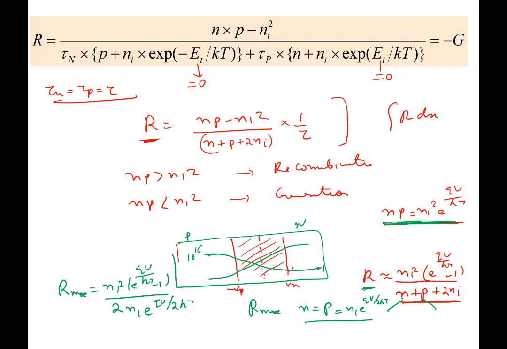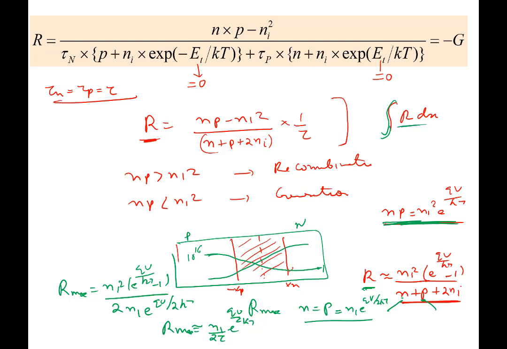So the maximum recombination rate, according to this, R max is equal to ni over 2 tau e to the power qV over 2kT. That's the maximum recombination rate. And in a symmetrical junction, it will occur in the middle. But we have to compute this integral of R dx.